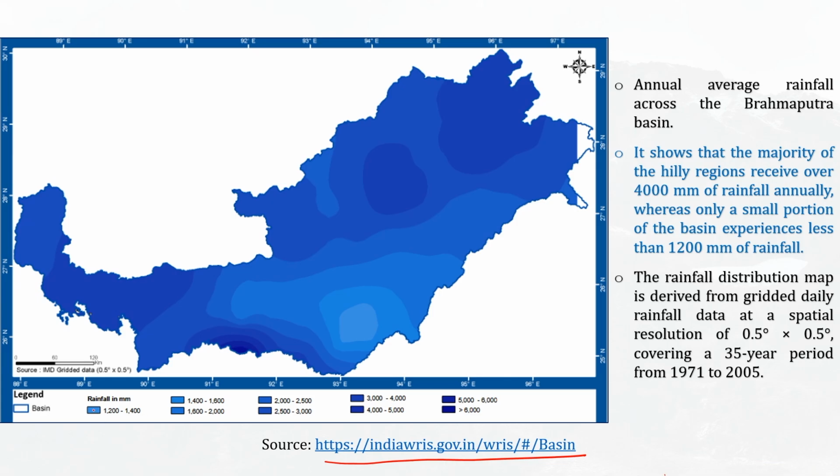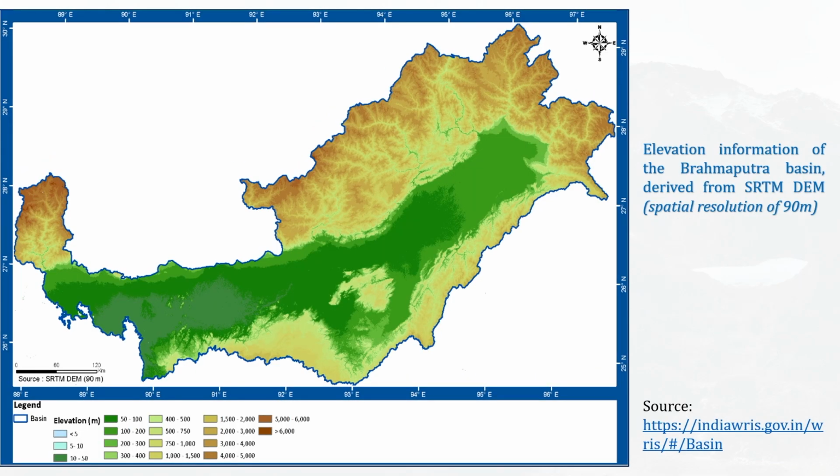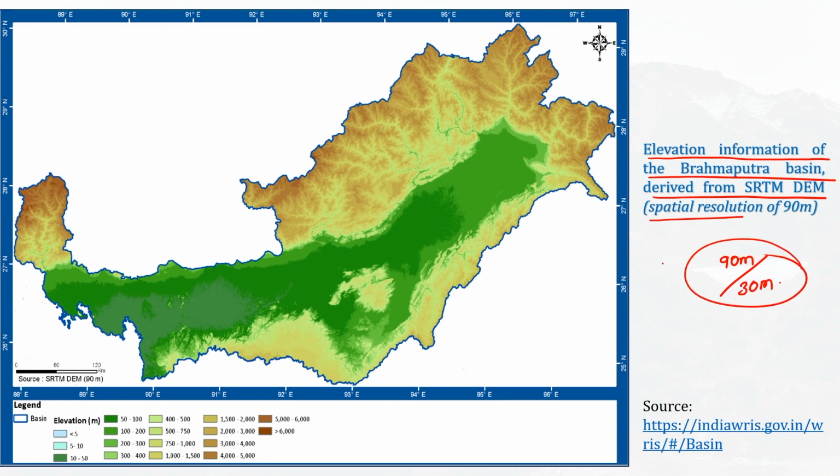So here you can see the annual average rainfall across the Brahmaputra basin. These are some of the examples that I wanted to show because these are very important. Elevation information of the Brahmaputra basin derived from SRTM DEM. The SRTM DEM earlier was only 90 meter, but nowadays we also have 30 meter data, right. This is available freely on their website. You can visit the USGS website, the Earth Explorer, and then you can register and download these data sets.